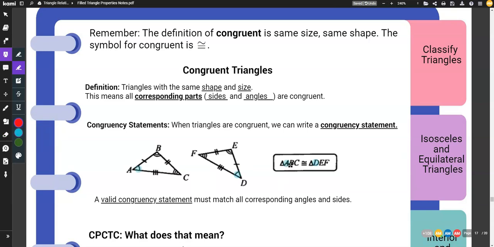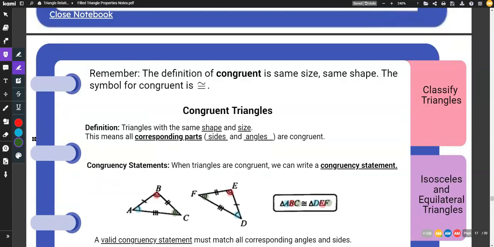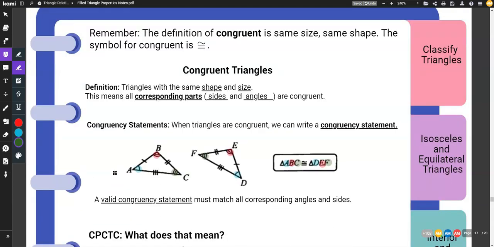That also means that angle B and angle E are congruent. Two arc marks, two arc marks. And that angle C and angle F are congruent. Again, three arc marks and three arc marks. That also tells us, again, that the corresponding parts are congruent.